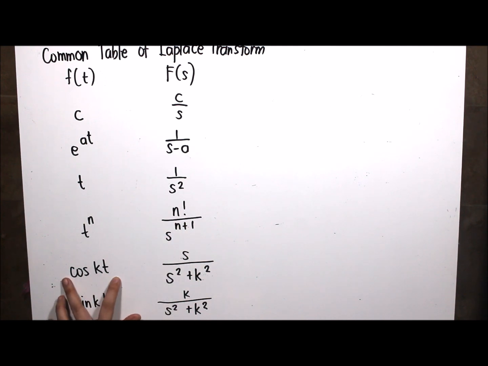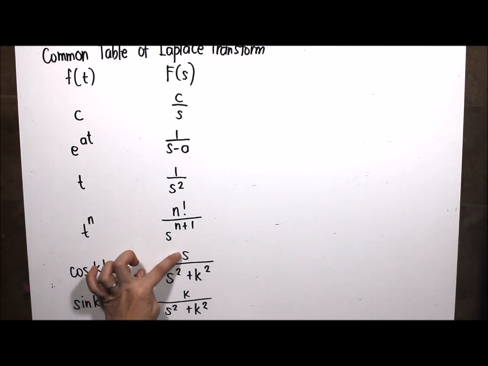If we take the Laplace transform of cosine kt, it is s over s squared plus k squared. For sine kt, that would be k over s squared plus k squared. As you can notice in these two examples of trigonometric functions, k is a coefficient of t as an angle. So for cosine, s is the numerator. For sine, k is the numerator. But they apply the same formula for the denominator.